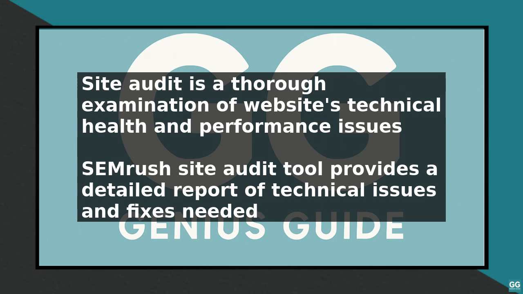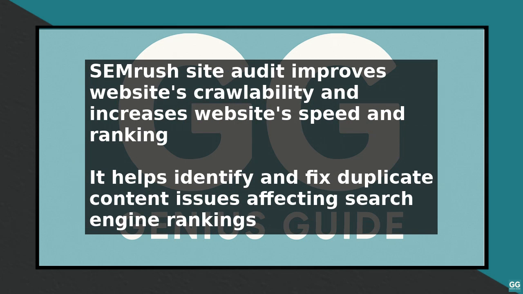A site audit is a thorough examination of your website's technical health, which includes checking for broken links, crawl errors, and other issues that can affect your site's performance. Semrush Site Audit tool provides a detailed report of your website's technical issues, giving you a clear understanding of what needs to be fixed. Using Semrush Site Audit can help you in several ways.